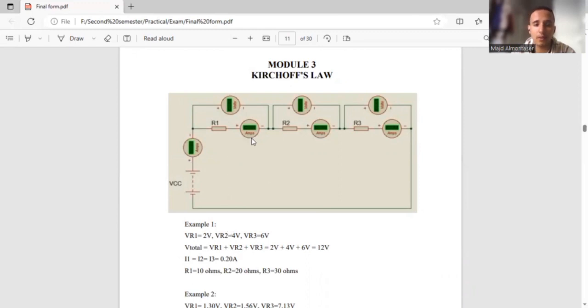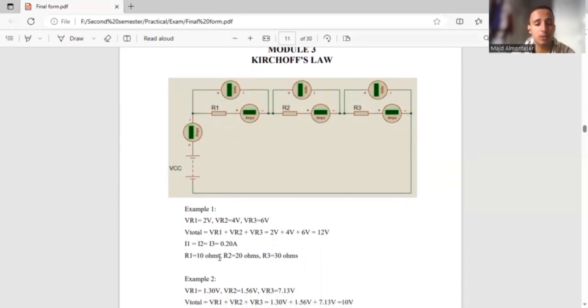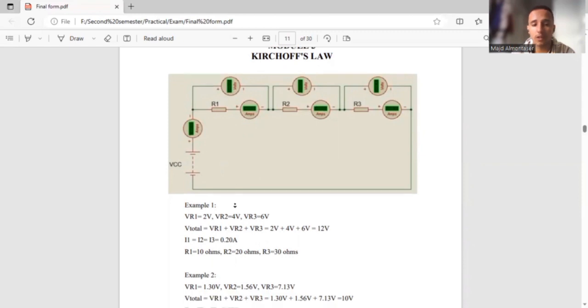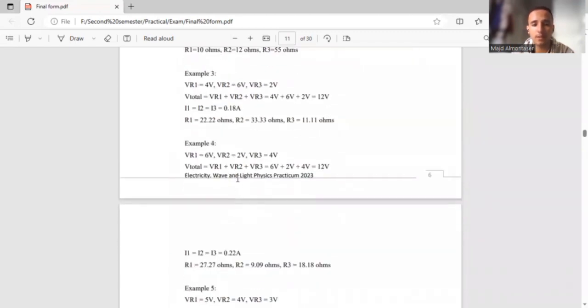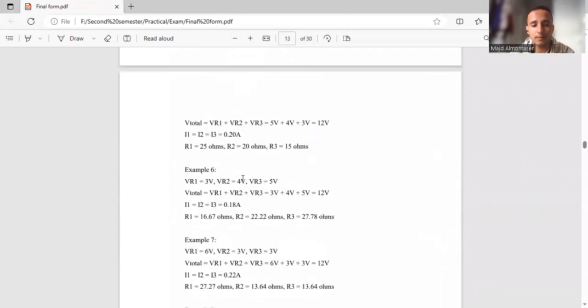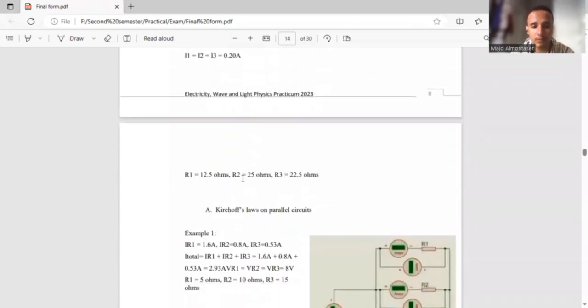And here, when they are in series, the current stays the same. So we get I1 equals I2 equals I3, which is here 0.20 amperes. And for R1 and R2 and R3, we could find them by doing the calculations here using Ohm's law. And here are some other examples that apply this rule as well.